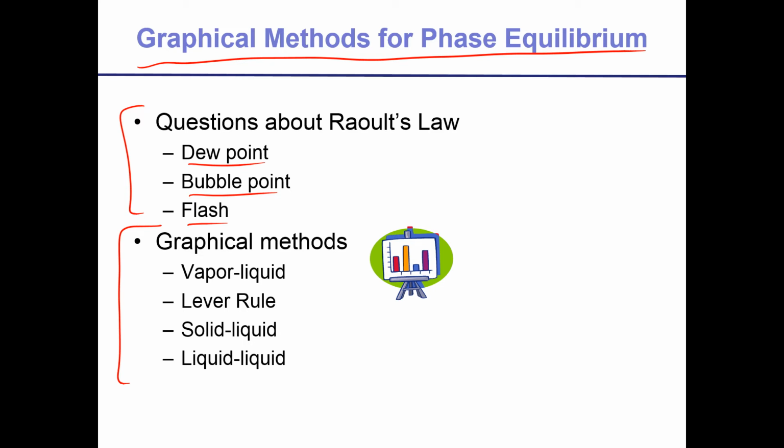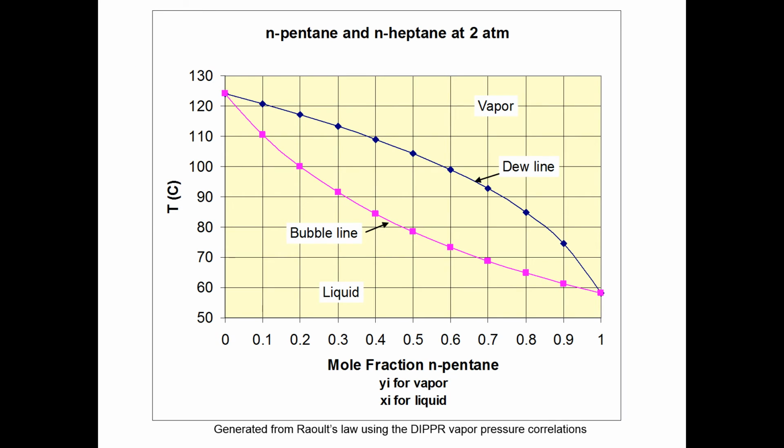We have Txy and Pxy diagrams that are going to give us vapor liquid. We're going to be able to perform the lever rule, and then we're also going to look at some solid liquid diagrams, and then three-phase liquid-liquid graphical plots as well. Okay, so just to jump right into a Txy diagram.